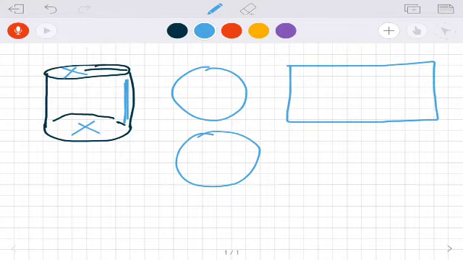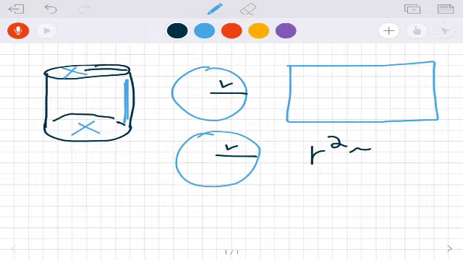So in order to get the surface area of a cylinder, the first thing we're going to have is two circles. And if you remember from earlier, the area of a circle is the radius squared times pi. Now, one thing to note: how many circles do we have? We have two. They're identical. We could do radius squared pi plus radius squared pi, or we could just do 2 radius squared pi.